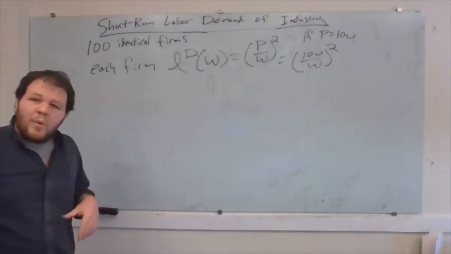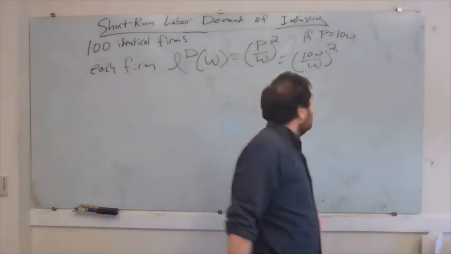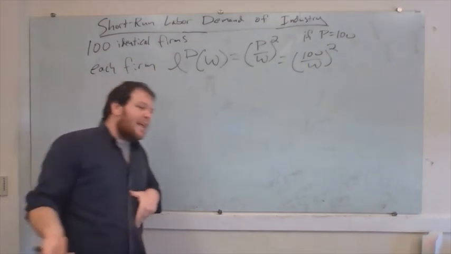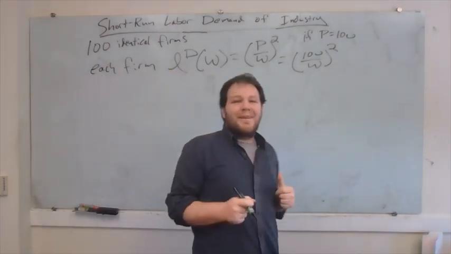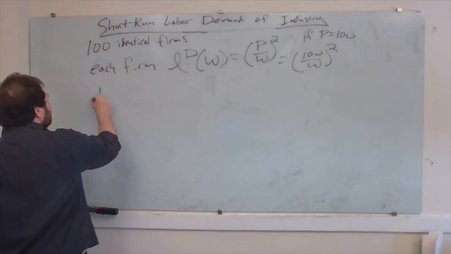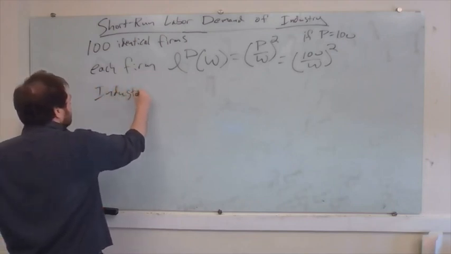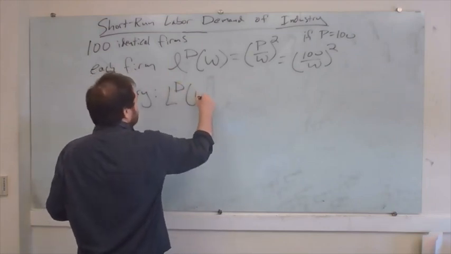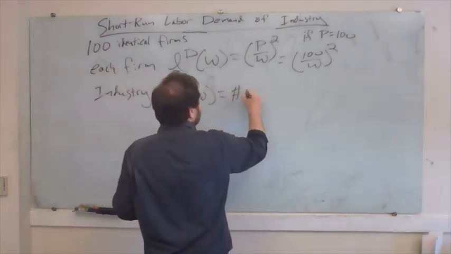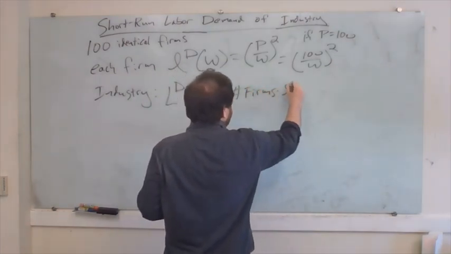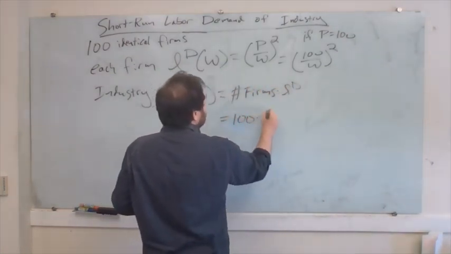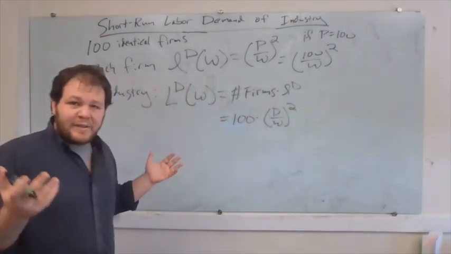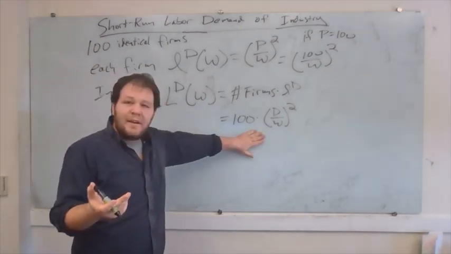So to start with, we might think, well, if we've got 100 firms, they're all identical, they all want to hire 100 over W squared workers, this is going to be really easy, right? We can finish this lecture video in 2 or 3 minutes, give you guys some of your evenings back, right? We might say for the industry, it might be as simple as just saying big LD is just going to be the number of firms times little ld, right? Which would just be 100 times P over W squared. Awesome. So are we done? Do we get to have dinner?